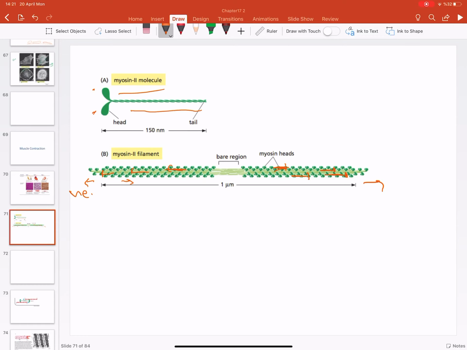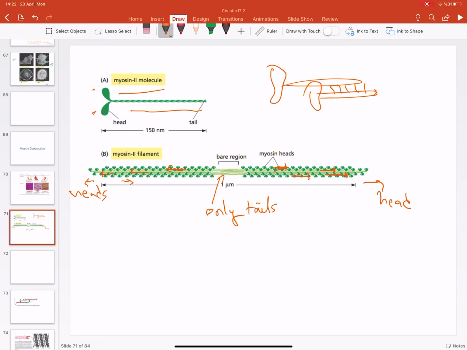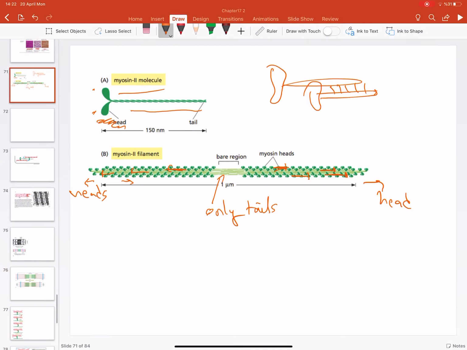So both heads here and heads here. And when there's a myosin 2 dimer, they are side by side. Again, they are interacting with non-covalent interactions. And in the middle, it is only tails. So we call it the bare region because the heads are much thicker and bigger, and the tails are much thinner. So under the microscope, they look smaller.